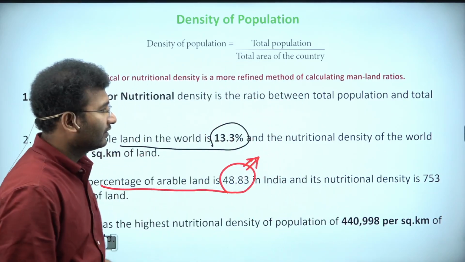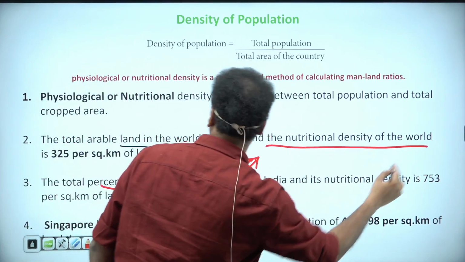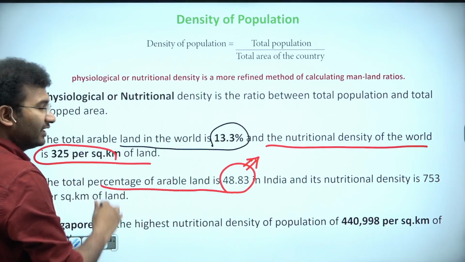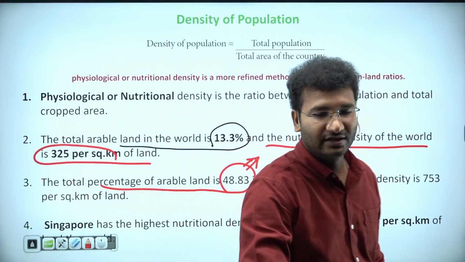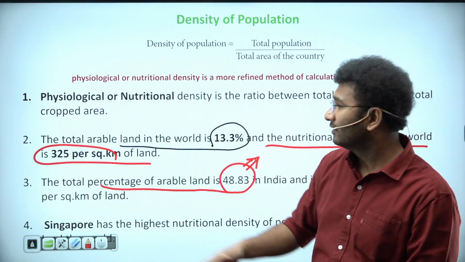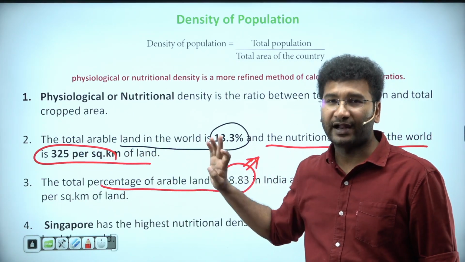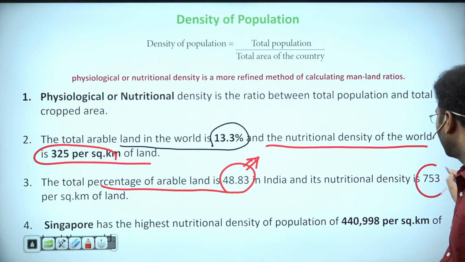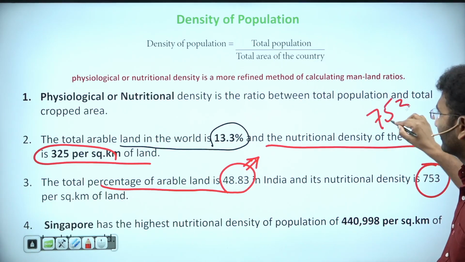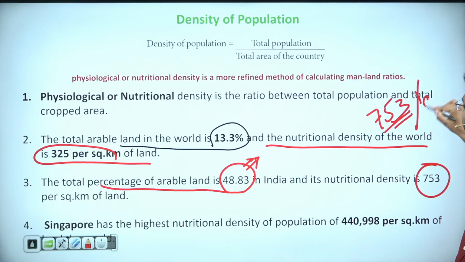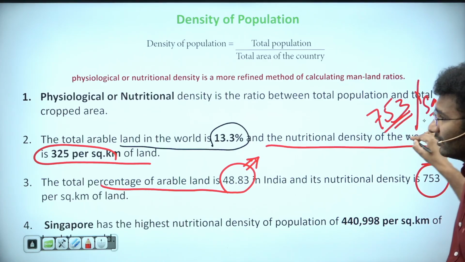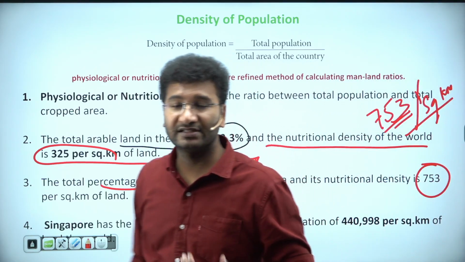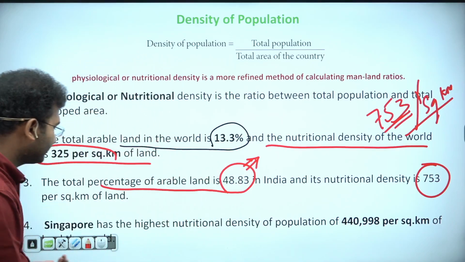The nutritional density of the world is 325 per square kilometer of land. But when you come to India, the nutritional value is 753 per square kilometer. This is very high. The nutritional value in India is high.